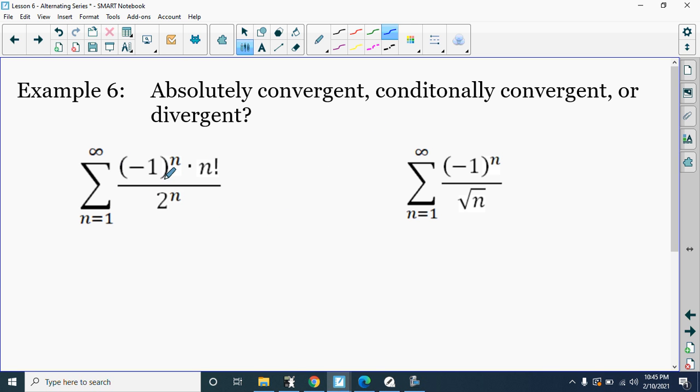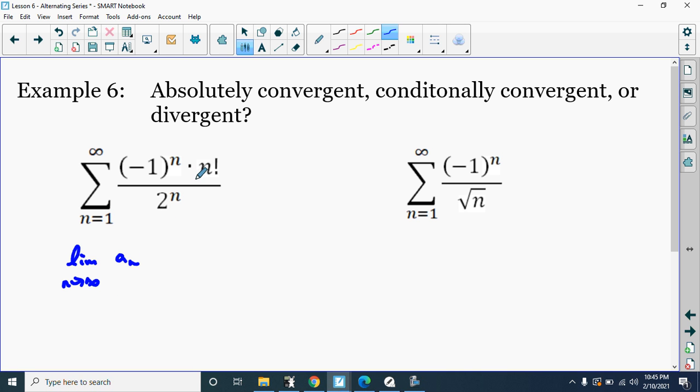This first one here, we could try to find the limit as n goes to infinity of a sub n, but I've got a factorial in there. I'm not going to mess with that. Let's see if we can prove that it diverges with the second part of it. And then if not, maybe we'll come back and revisit this.